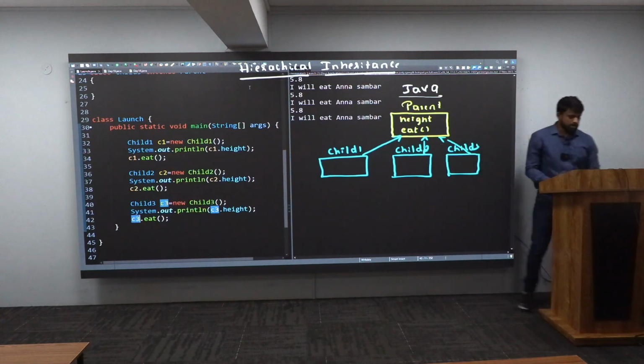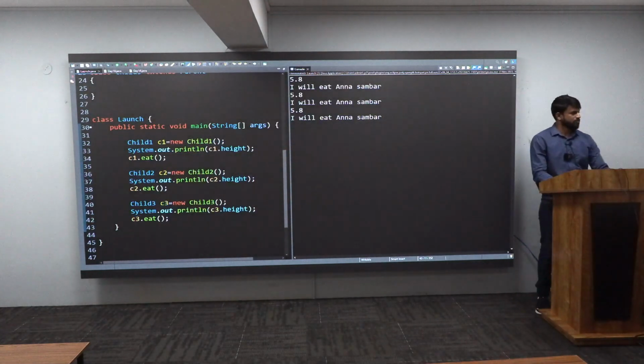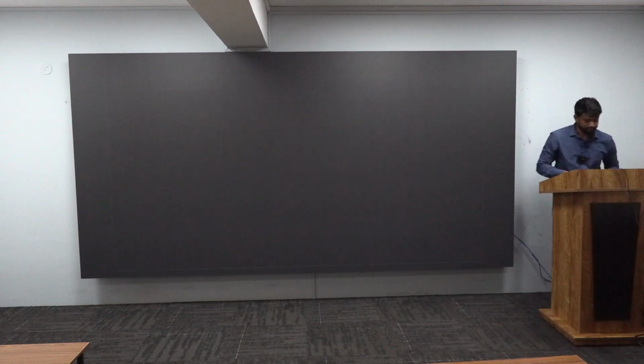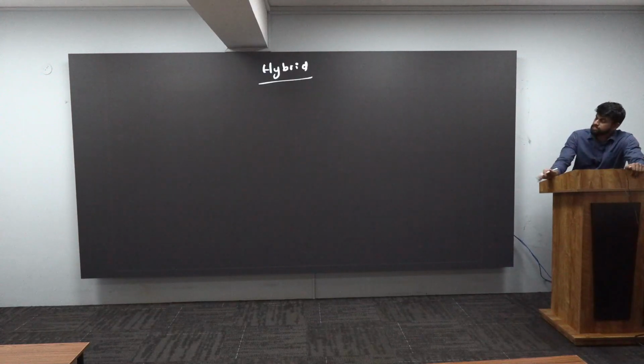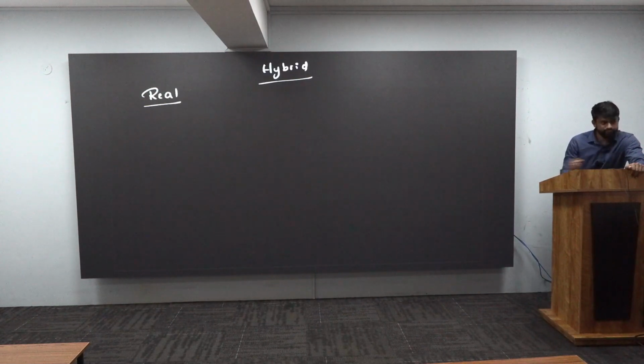Very good. Let us go for the next type of inheritance now, which is this type. This type, I call it hybrid inheritance. Which inheritance? Hybrid. Good. See, let us understand how it works in the real world.